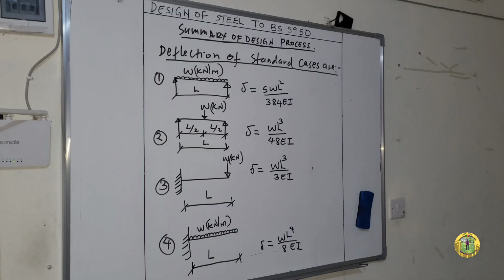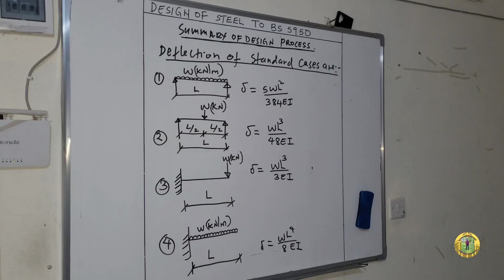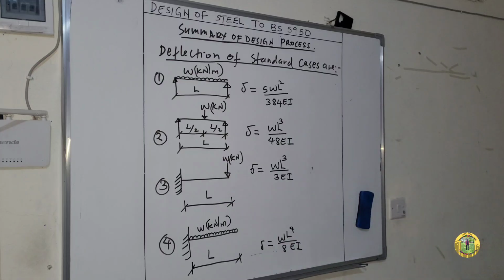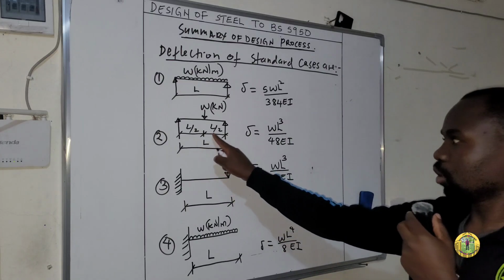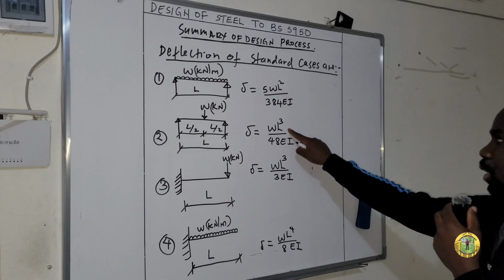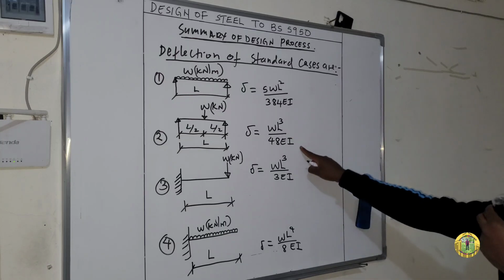Case number two is a simply supported beam with a concentrated load in kilonewton. The load is at the center of this simply supported beam, so this is L over 2, and the overall length is L. The deflection is given by WL cubed over 48 EI.